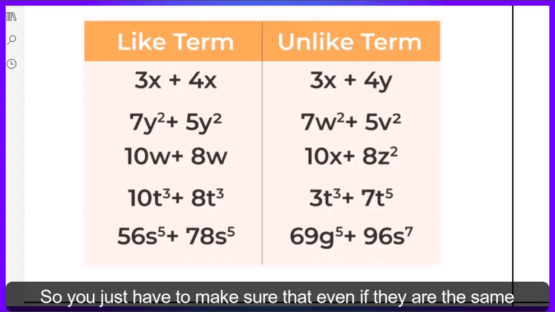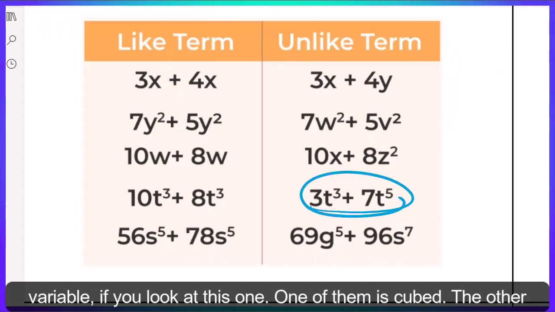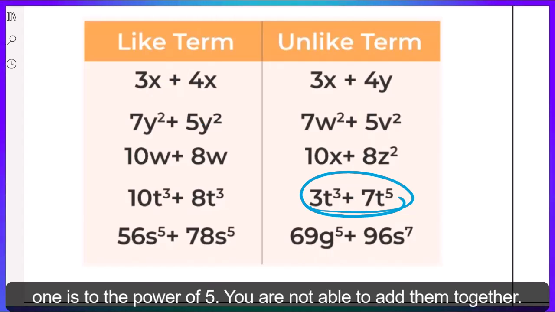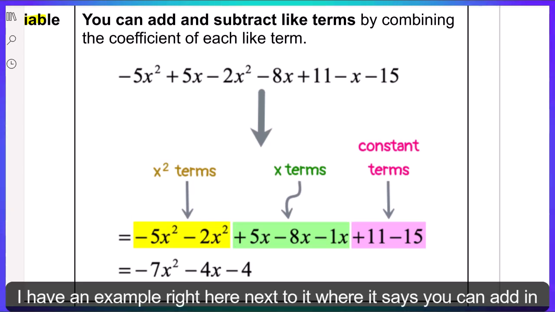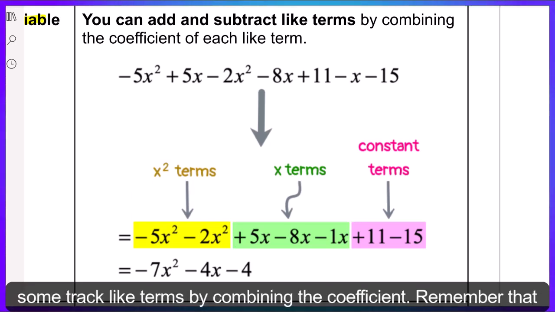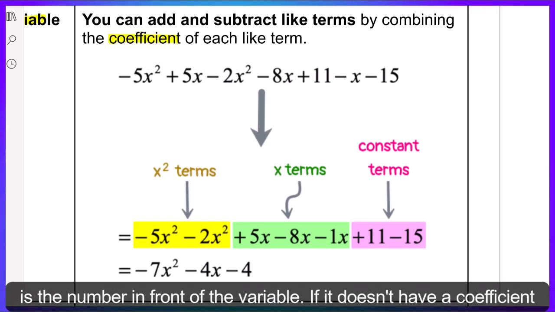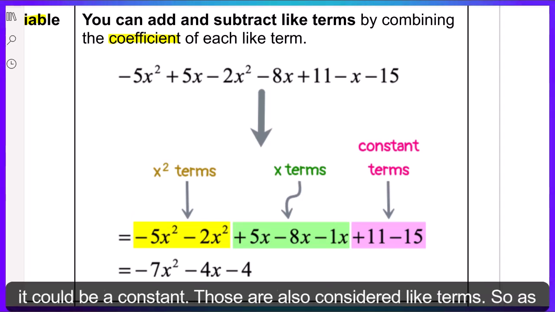So you just have to make sure that even if they are the same variable, if you look at this one of them is cubed, the other one is to the power of 5, you are not able to add them together. Now I have an example right here next to it where it says you can add and subtract like terms by combining the coefficients. Remember, that is the number in front of the variable. If it doesn't have a coefficient, it could be a constant. Those are also considered like terms.